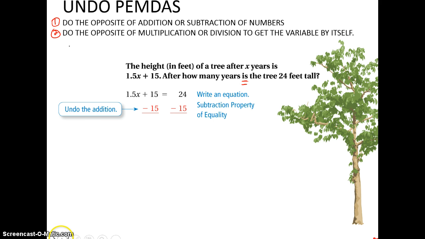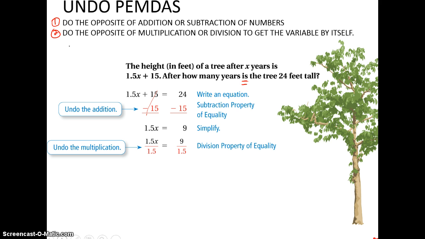First step is to undo any addition or subtraction. So here we have a plus 15, and we will do the opposite, which is subtracting 15. And what we do to one side, we do to the other. So now we have 1.5x equals 9. We got rid of the 15.